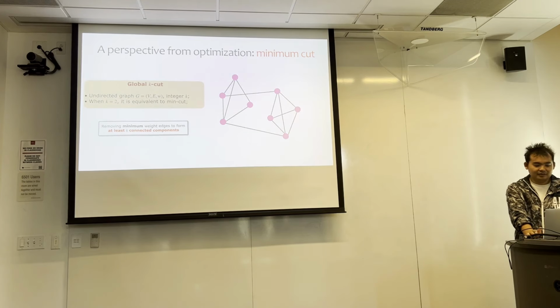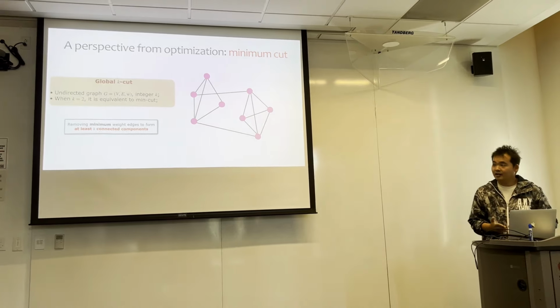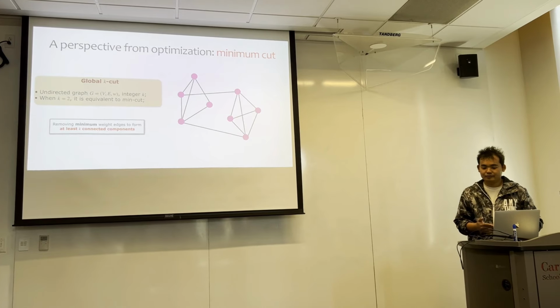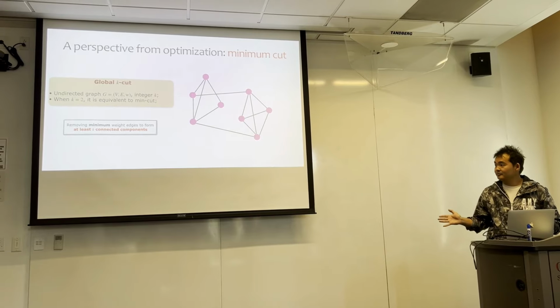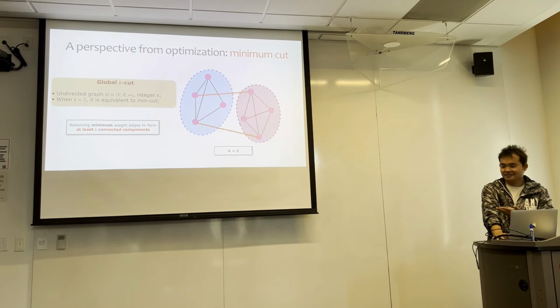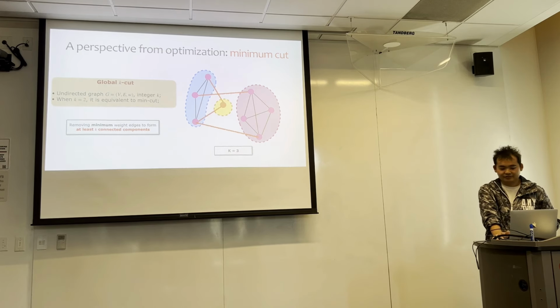Okay, so another highly related definition is global k-cut. Again, given a weighted graph, we would like to remove minimal edge weights to separate the graph into at least k connected components. When k is 2, it's just a normal min cut, and the case of k is 3 is the 3-way min cut, and so on.